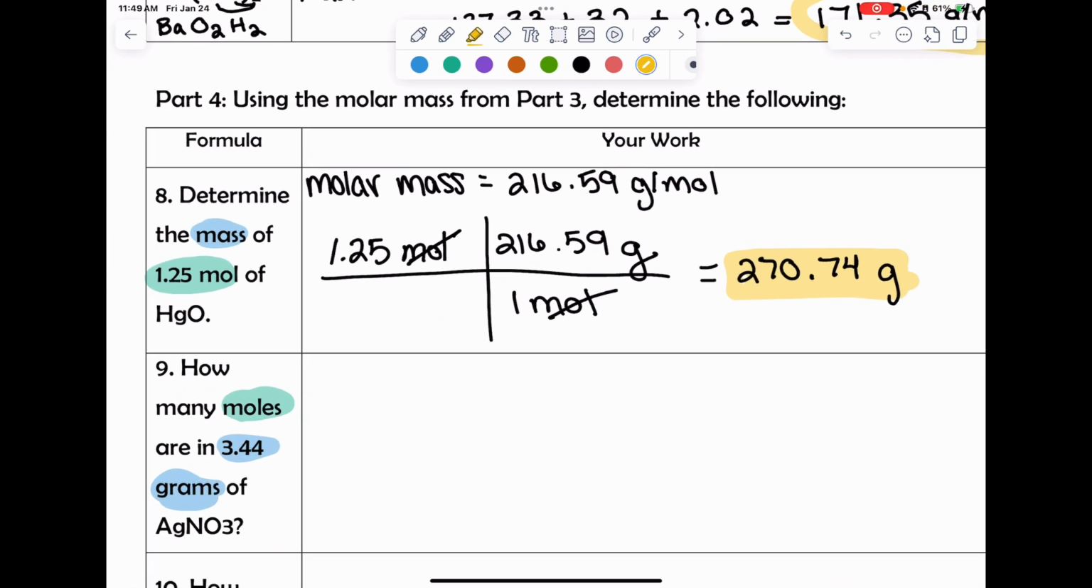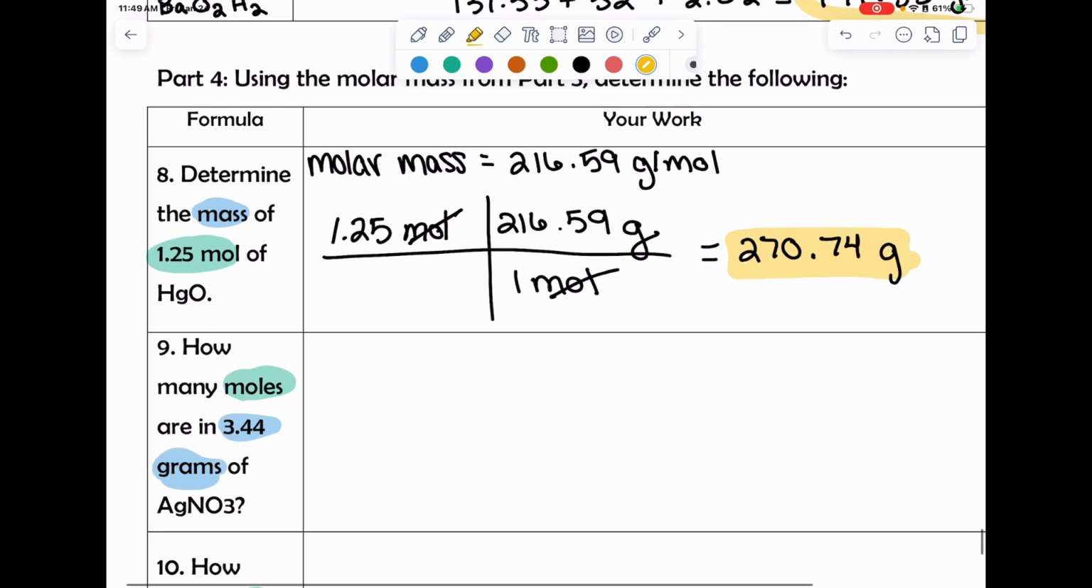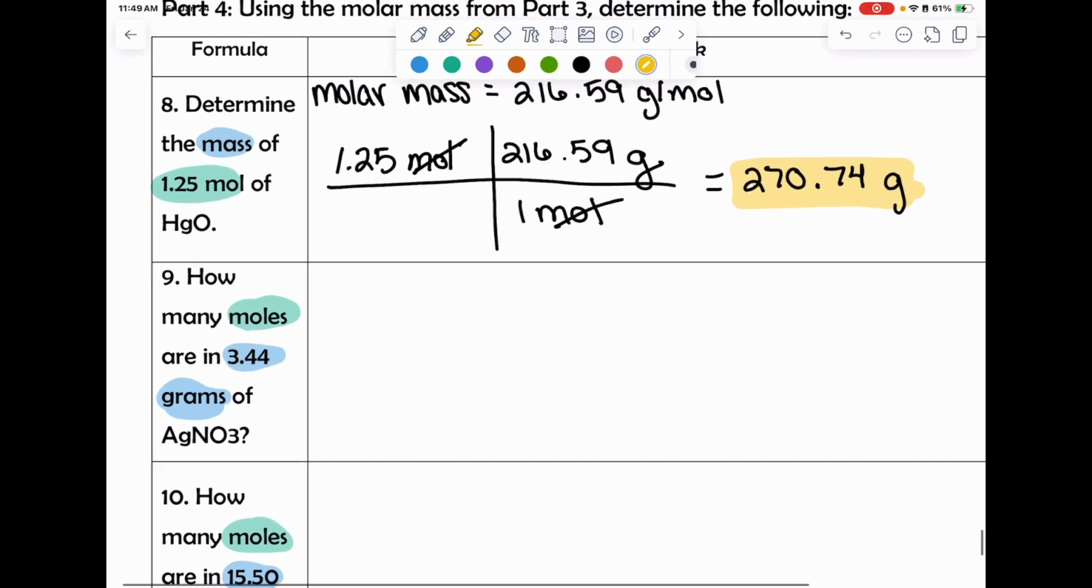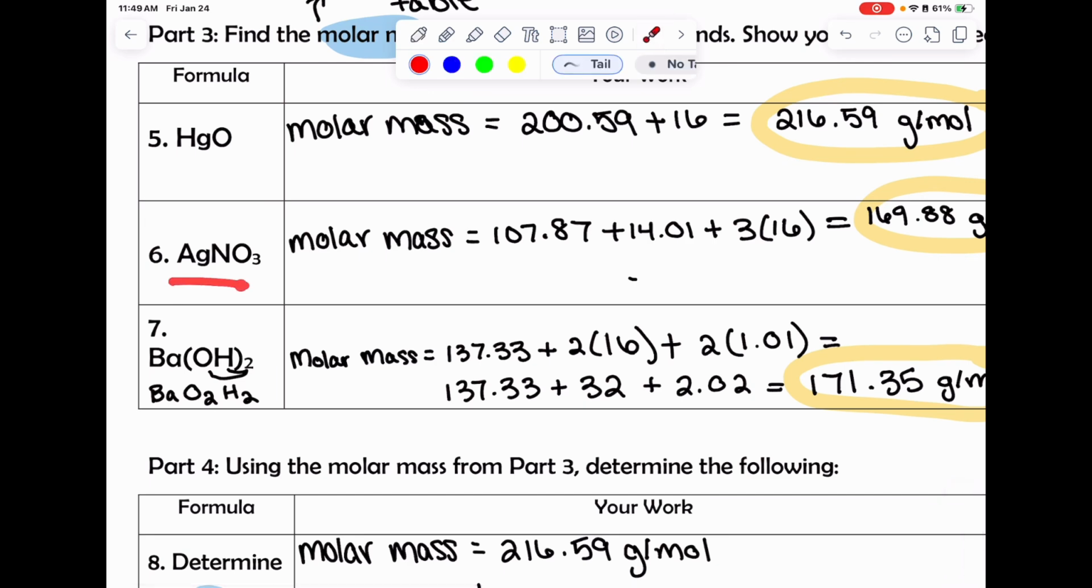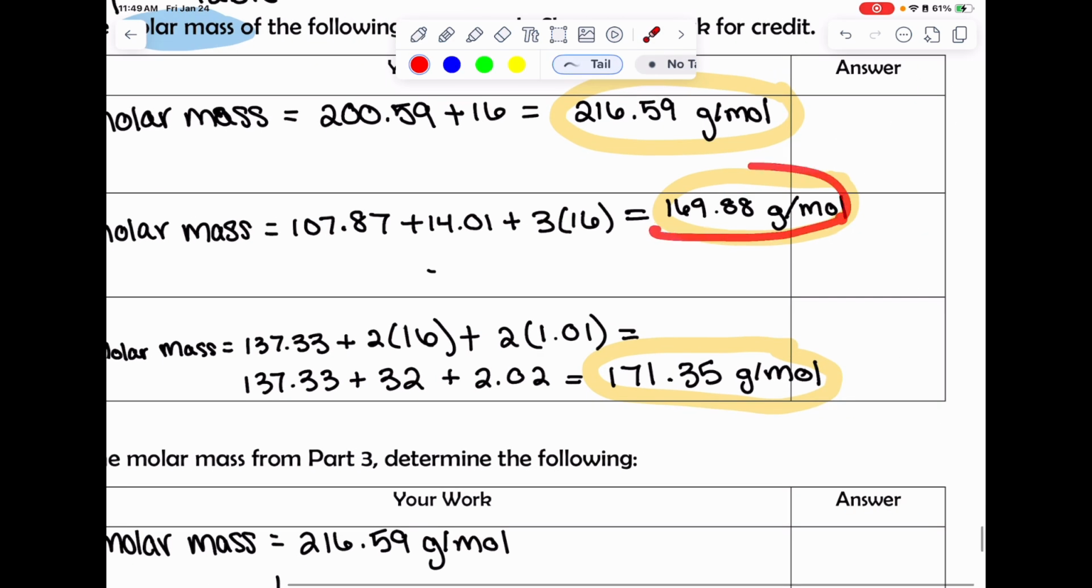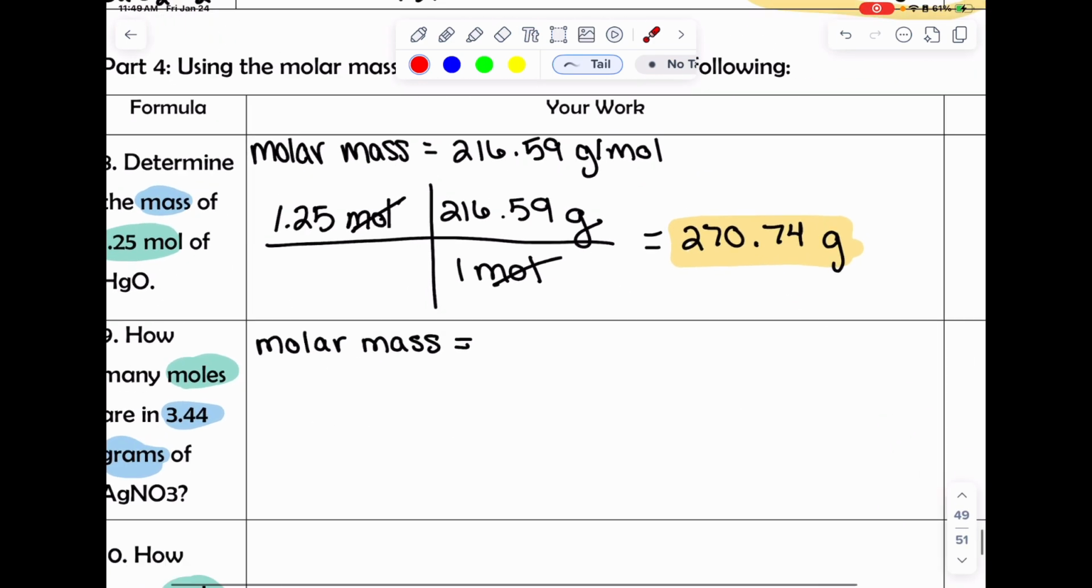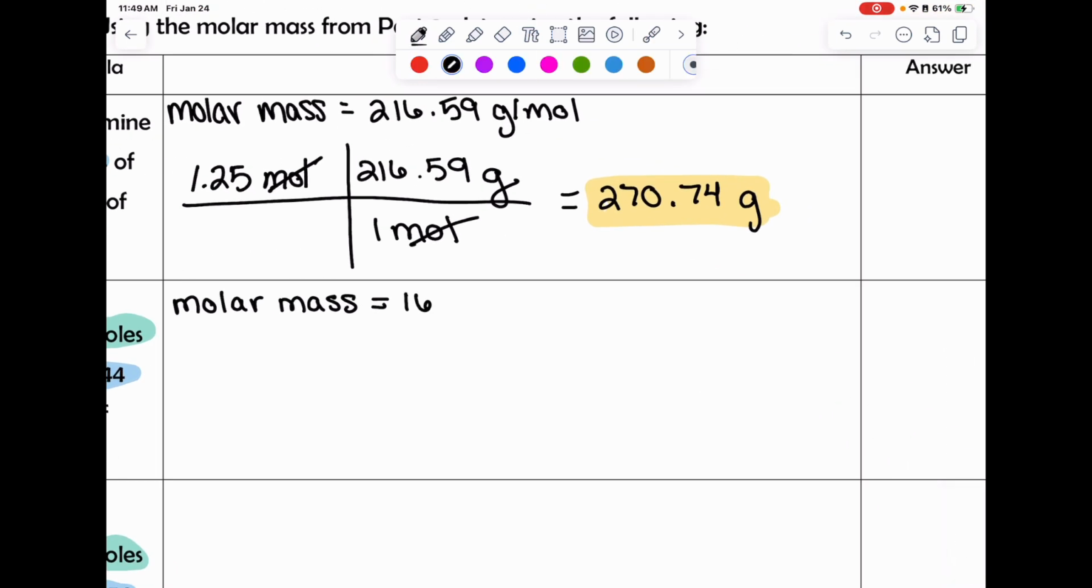There's our answer. Now for the next one, it's asking us how many moles are in this many grams. So again, it's asking us for grams. We have to use the molar mass from part 3 on this problem. The molar mass from part 3 for AgNO3 was 169.88 grams per mole.